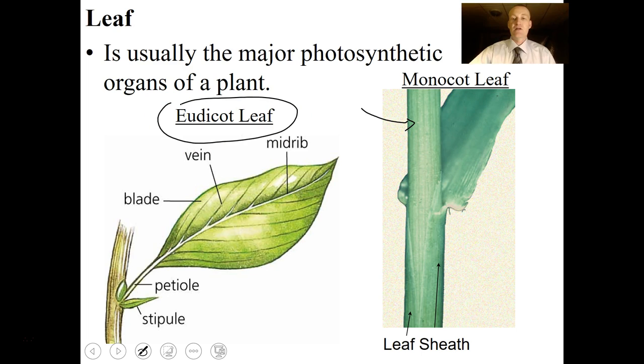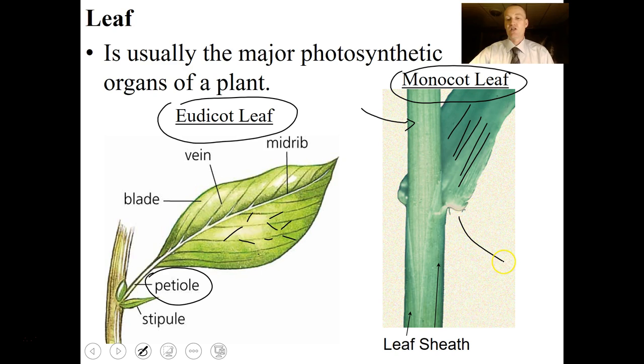So here we have a leaf coming off, and it's going to have netted venation. So netted venation coming off here. These are going to be parallel veins that are going to come off. Here you have a petiole. This is just a clasping leaf that's clasping off the surface of the stem.